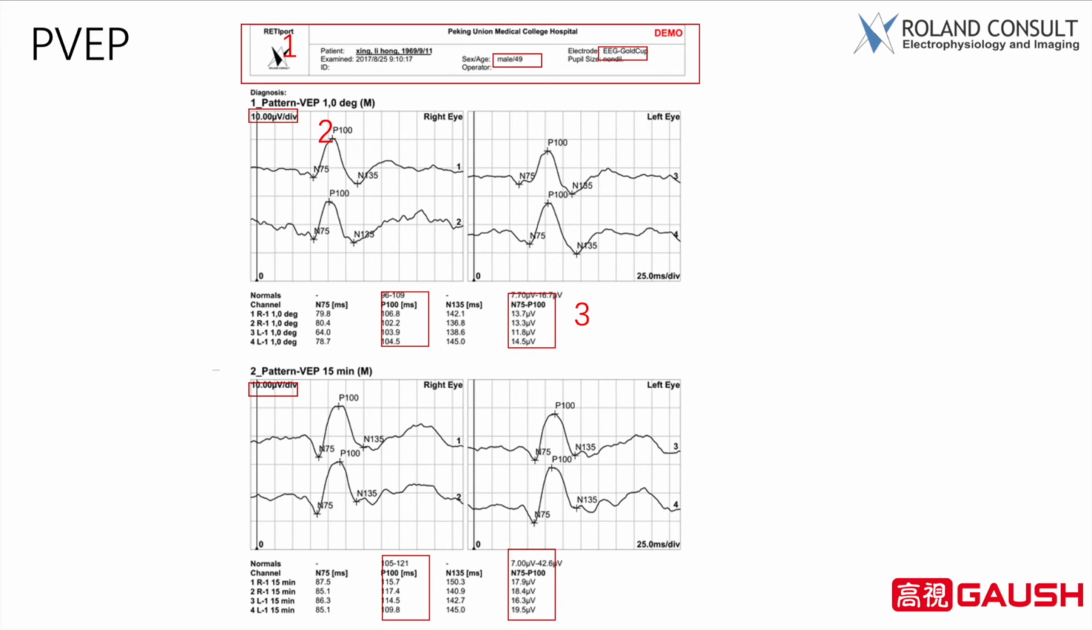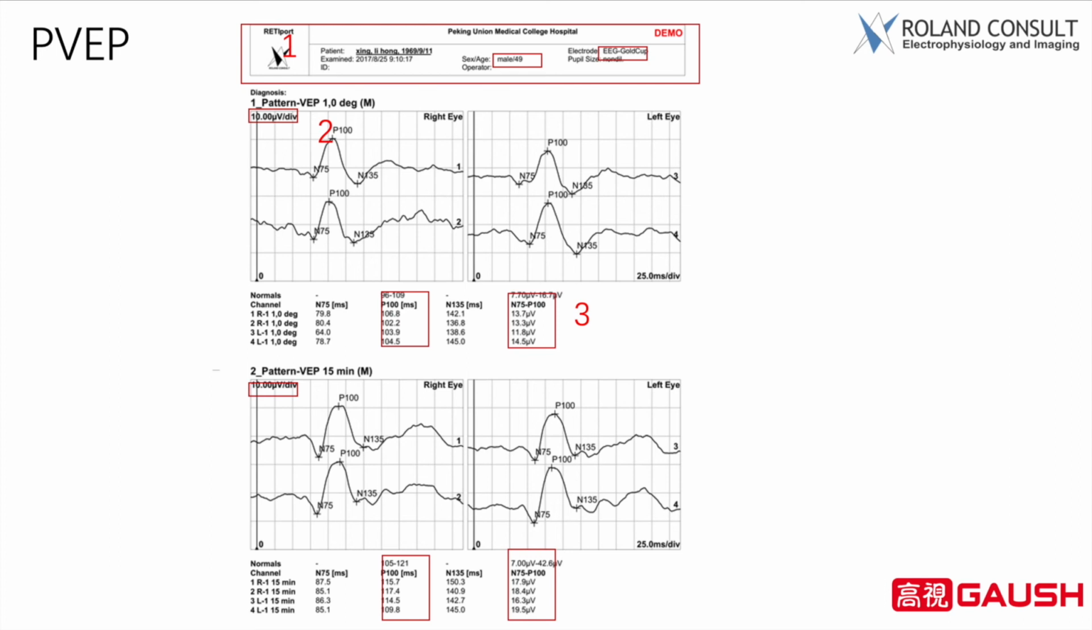Firstly, we should check the patient information in the number 1 red frame, paying special attention to the age. In this case, it is an adult PVEP waveform. Secondly, in the number 2 red frame, we check the scale of the y-axis. It is 10 microvolts in this case. This is reasonable for adult PVEP because the amplitude of PVEP in adults is about 10 microvolts in common conditions.